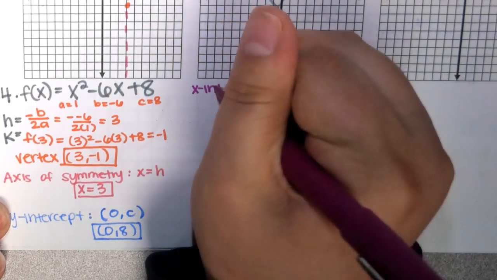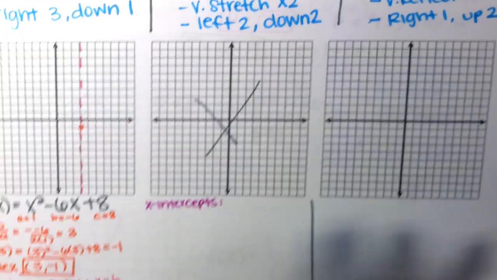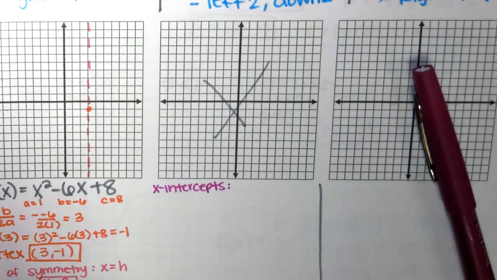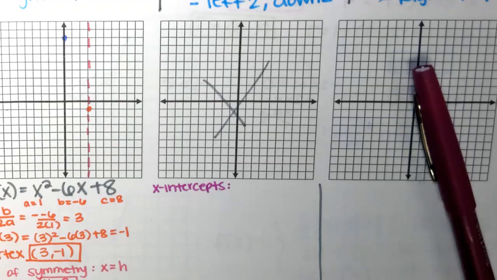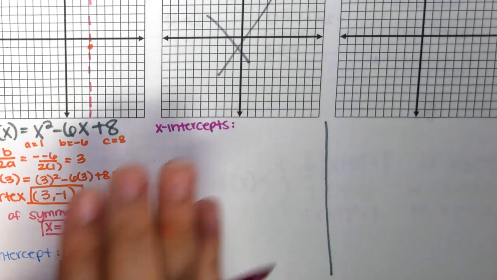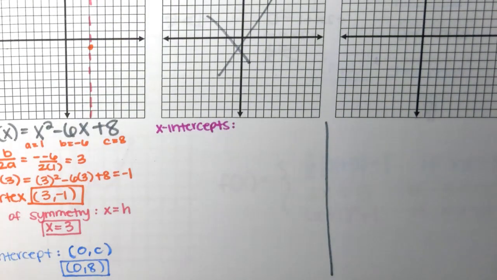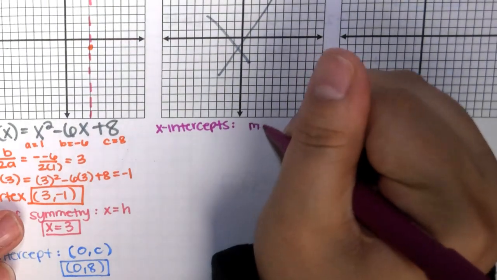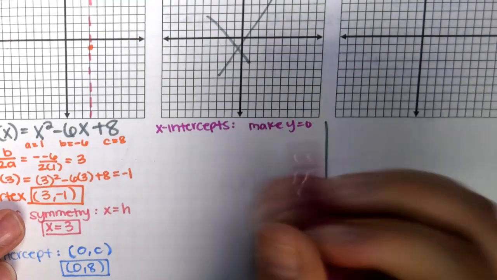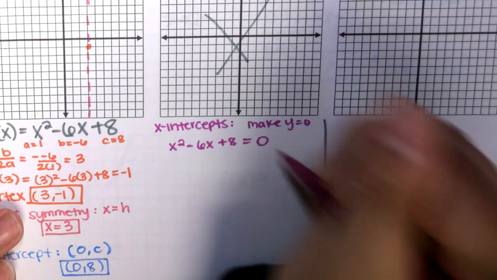X-intercepts. There's more. We're not doing this second graph right here. Let me plot that y-intercept of 0, 8. Alright, x-intercepts. I understand that you could graph this and figure out the x-intercepts. I actually know you can. How can you figure them out algebraically? Make y equal 0. So I'm going to say x squared minus 6x plus 8 equals 0.